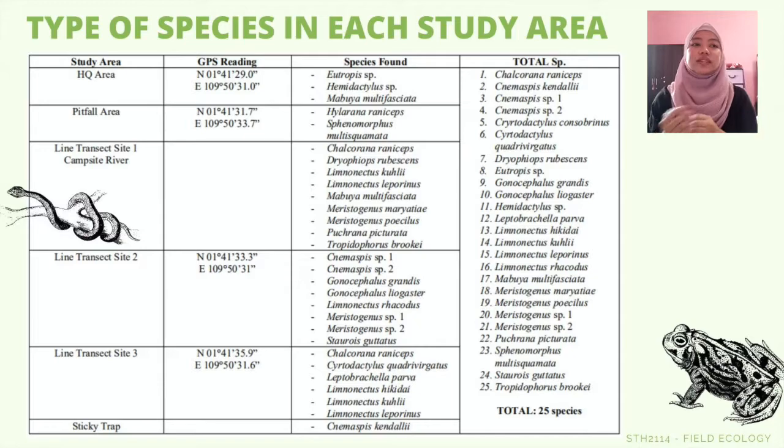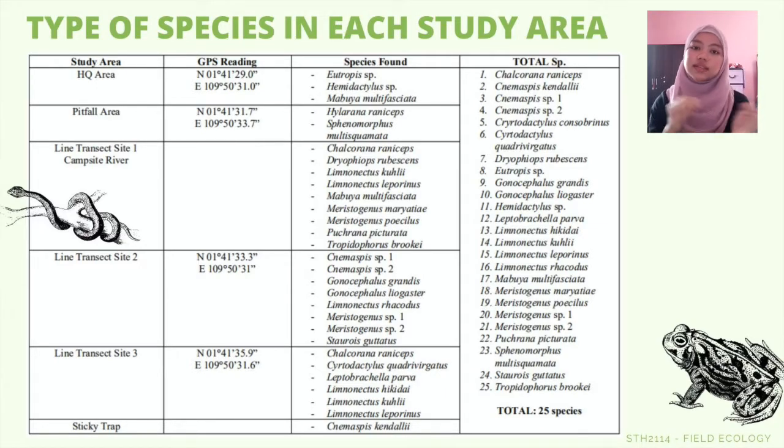Next, moving to the type of species in each study area. There are 6 different study areas, comprising the HQ area, pitfall area, land transect site 1, land transect site 2, land transect site 3, and sticky trap. There are a total of 25 species that we managed to capture during the field eco trip. From the 6 different study areas, the least species captured was at the sticky trap, which is Nemaspis scandali.